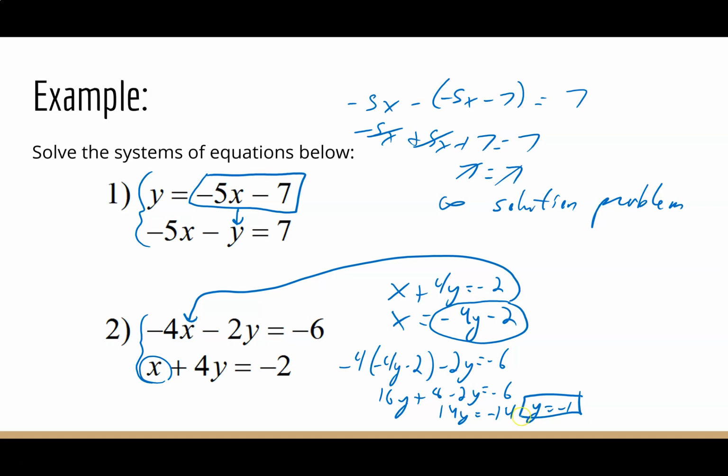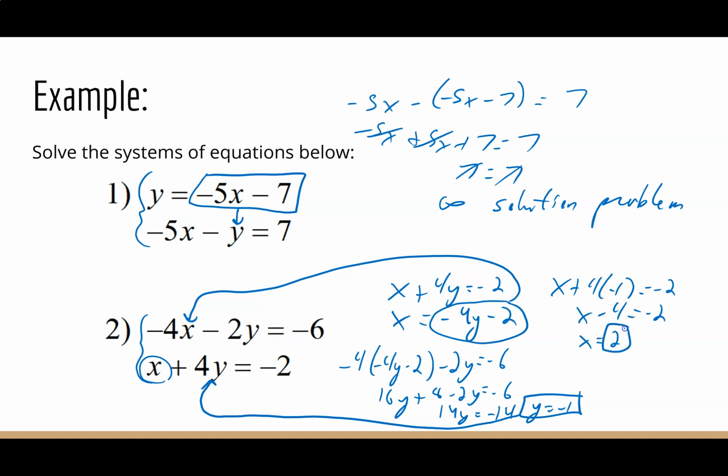I then take that and plug it into the other equation, the one I have not used yet for a plug-in. So x plus 4 times negative 1 equals negative 2. X minus 4 equals negative 2. Add 4 to both sides, x equals 2. So my answer: 2, negative 1.